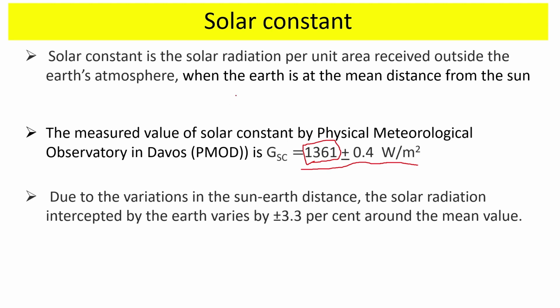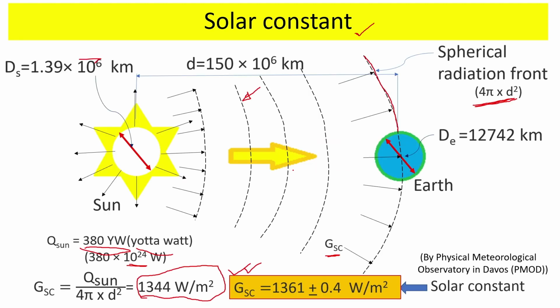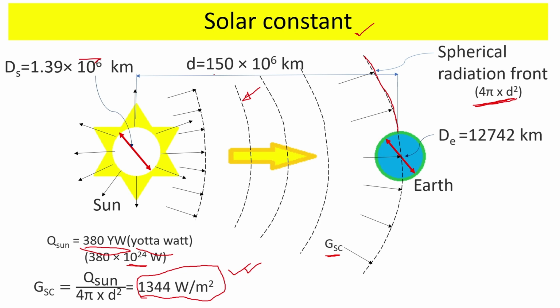So one thing we must keep in mind is that this value of the solar constant is measured by assuming that the earth is at the mean distance from the sun, right? So we saw earlier that the area of the spherical front which I have taken corresponds to the distance 150 million kilometer, which is the mean distance between the sun and the earth, right? If the earth is at the perihelion, this value will become 1.2 times more, and if it is at aphelion, it will become 0.98 times of this, which we saw earlier.